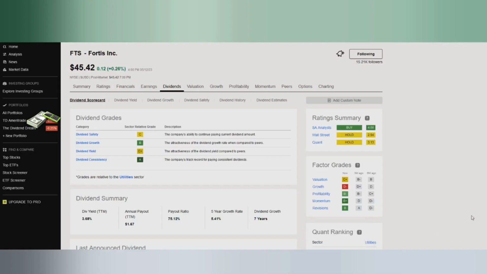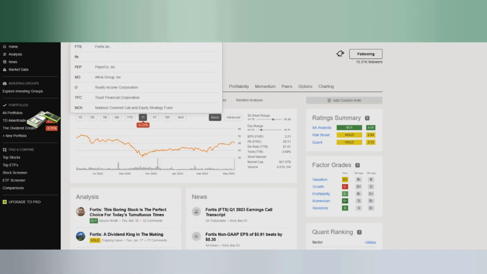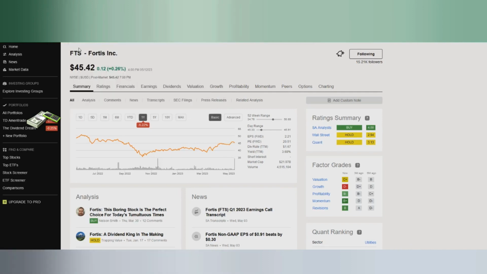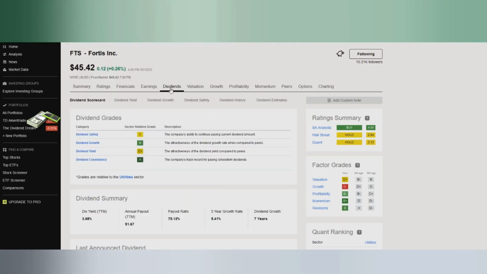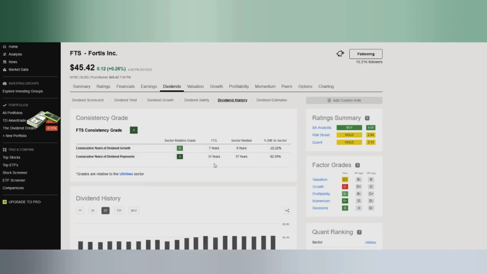And one of the best places that I found for consolidated information is Seeking Alpha. So if you go to Seeking Alpha and you put in FTS, you'll find this lovely dividends tab. And if you click on that, you'll start to see all of the information you're looking for. Here's that dividend yield that we were hunting for before. And here's a couple more pieces of information. The dividend growth. You can go to this dividends history tab and boom, there's the information you're looking for.